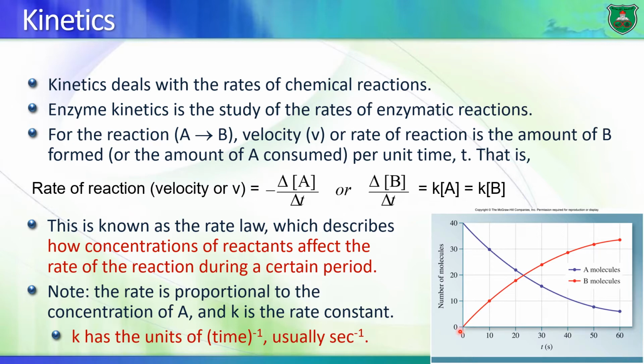So for any chemical reaction, you look at this plot: over a period of time, usually in seconds, here you have number of molecules on the y-axis. You have a gradual increase in B, or similarly a gradual decrease of A, for any chemical reaction.